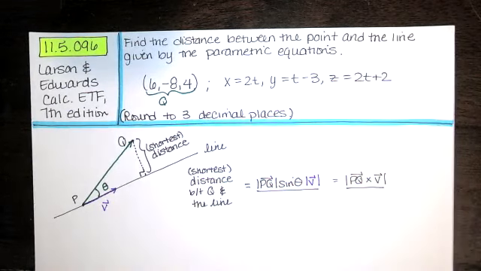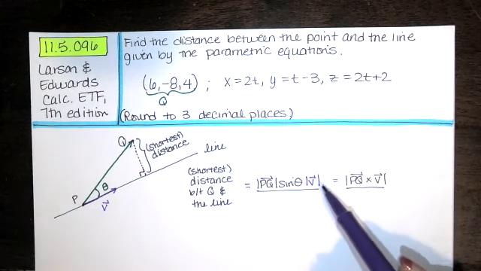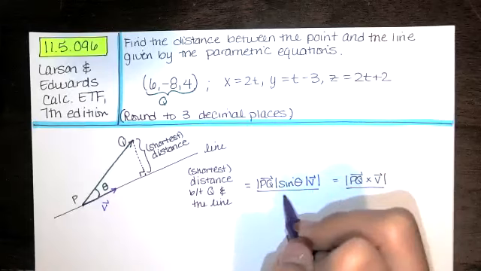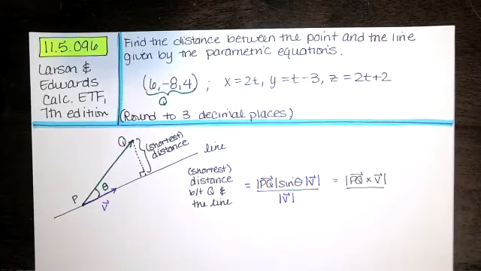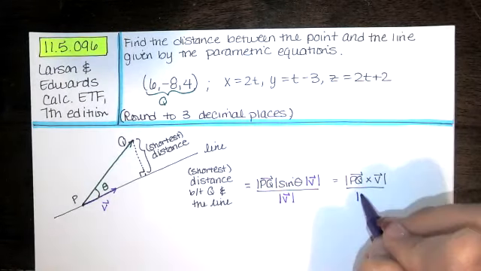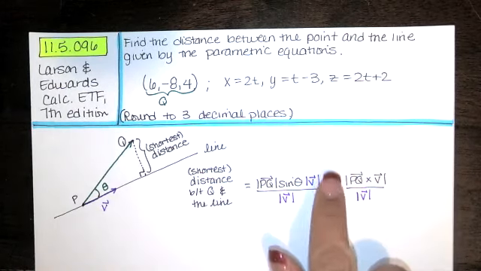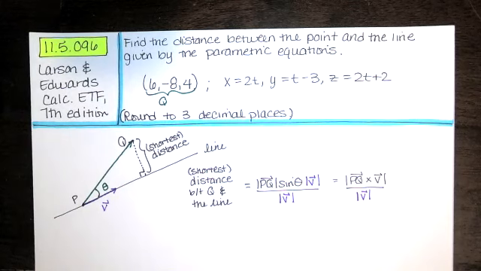If you're saying to yourself, how can you do that? Well, you can't just do that. If I want to multiply by that, if I want to keep this quantity exactly the same, I need to divide by it as well. So the shortest distance between Q and the line is given by this formula.